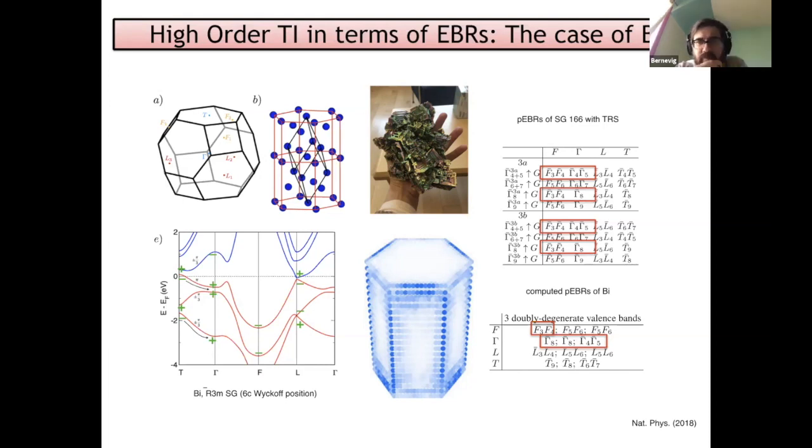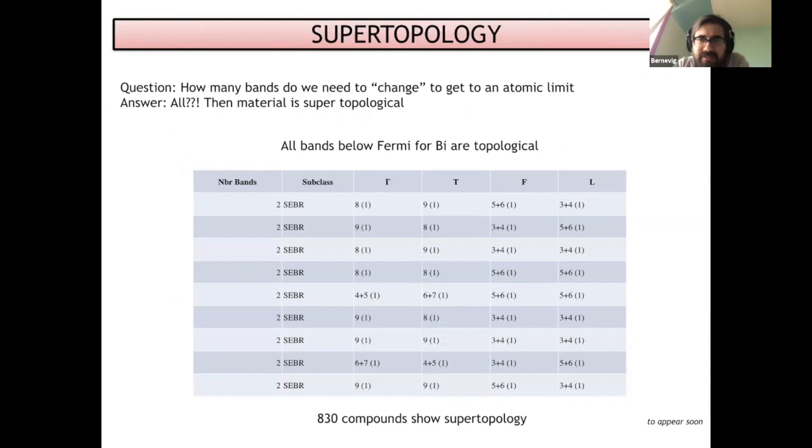There's another topological property in it that from DFT is obvious. You can see the atomic limits in the upper right table and the DFT eigenvalues in the lower right table. It cannot be written as a sum of EBRs. For example, the other thing that you can see also for bismuth is the following. If I have a DFT calculation, you can ask how many of the bands in this material I will need to invert or switch around to get to an atomic limit.